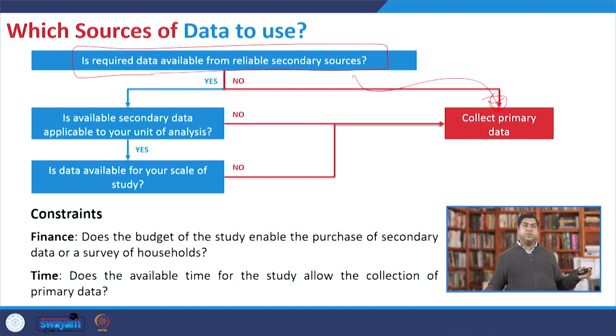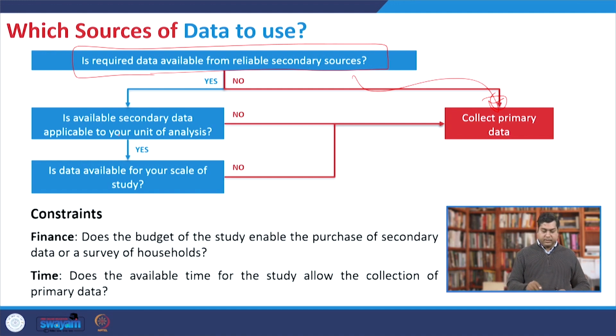It may be either of these. Say data is available but not at my desired level. What level? Data is not available at that level, so I have to do that. Maybe the census data is not capturing certain information which is required for my study. I have to then go for primary collection.